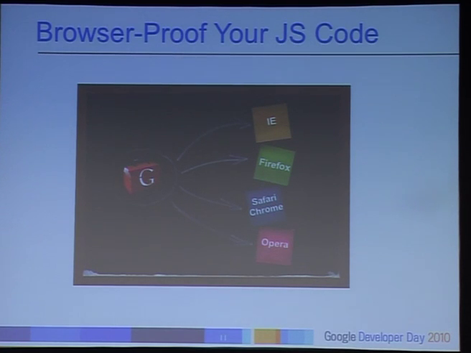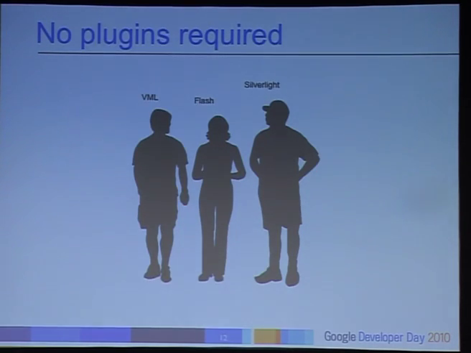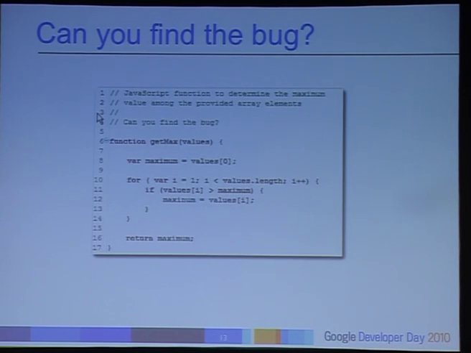So GWT browser-proofs your code. It doesn't require any plugins, unlike Flash or Silverlight. It runs directly in the browser as JavaScript. And it allows you to write apps in Java.